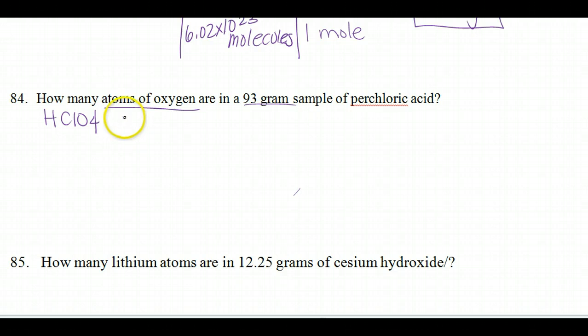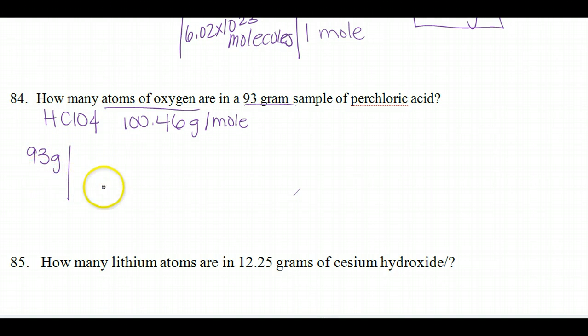And that's going to have a molar mass of 100.46 grams per mole. And then we start with what we are given in the question. Okay, so we've got the 93 grams of our perchloric acid. So diagonally, I'm going to have grams. We just calculated that molar mass, which told us that we had 100.46 grams in 1 mole. Again, molar mass is always some number of grams in 1 mole.